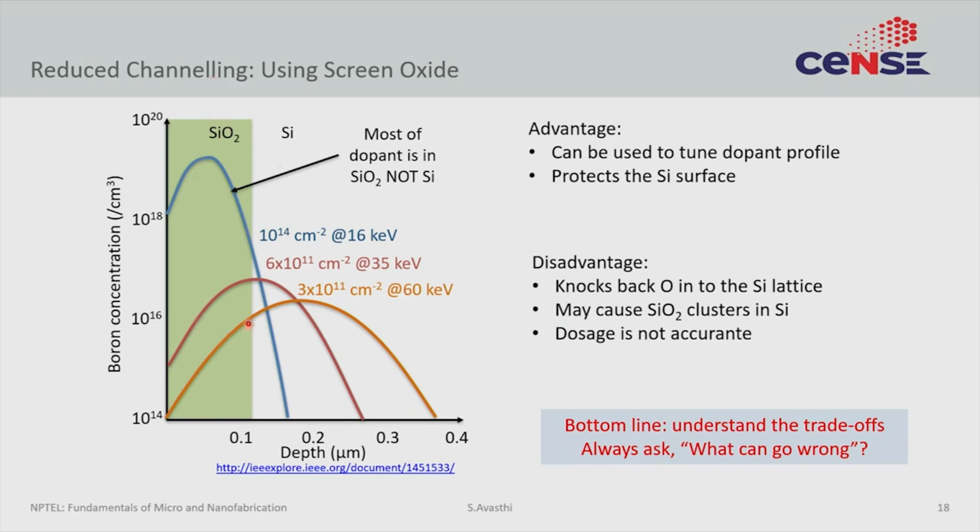So, this is your silicon wafer and you are looking at its depth, and on top of that there is around 100 nanometers of oxide. So, now you do your implant at different dosages and at different energies. So, you would get different profiles.